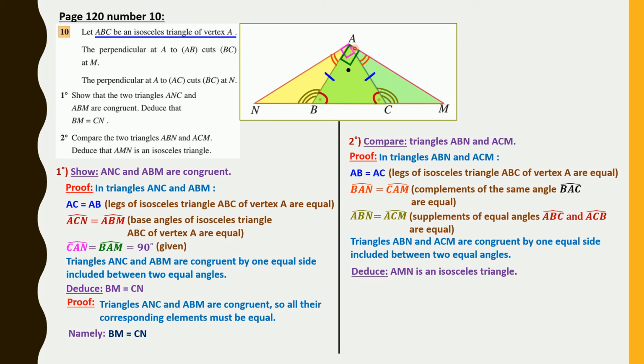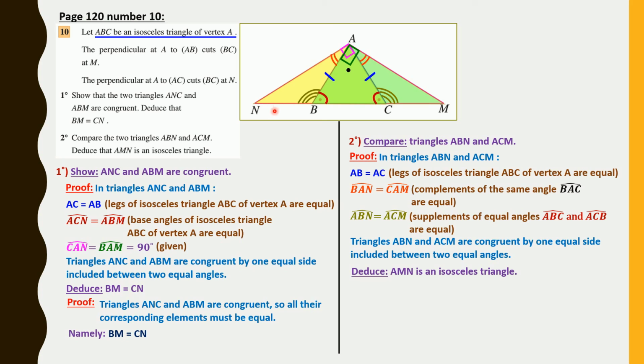To prove that a triangle is isosceles, we need to prove either that it has two equal sides or that it has two equal angles. Can we claim that AN equals AM? Let's see. Since we proved in part 1 that triangles ABN and ACM are congruent, we can easily notice that AN and AM are equal since they represent corresponding elements of these two congruent triangles.